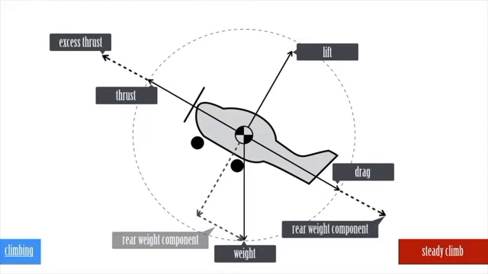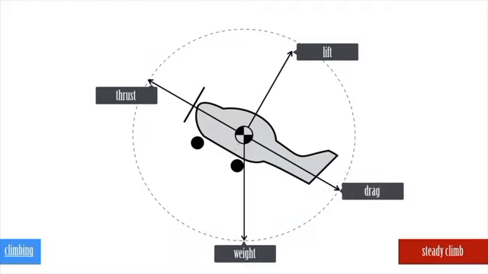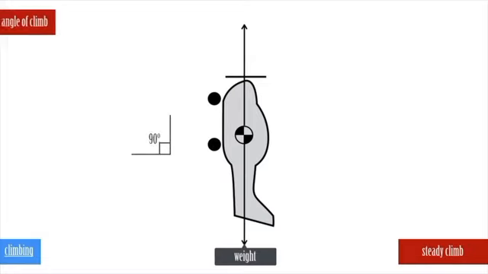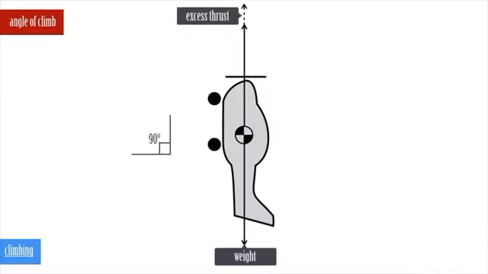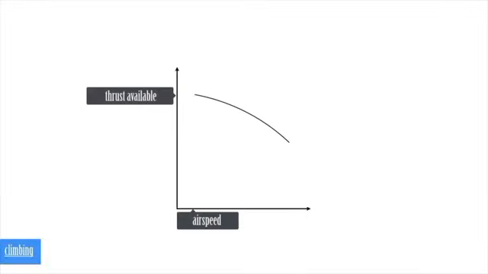Are you still not convinced that lift is smaller in a climb? Imagine that this aeroplane is capable of climbing at the ultimate 90-degree angle of climb. Now you can see how it becomes about the excess thrust, not lift. An aeroplane will achieve its best angle of climb when excess thrust is the greatest.